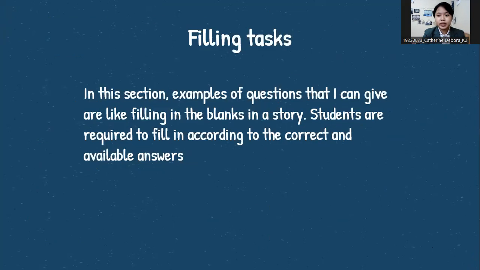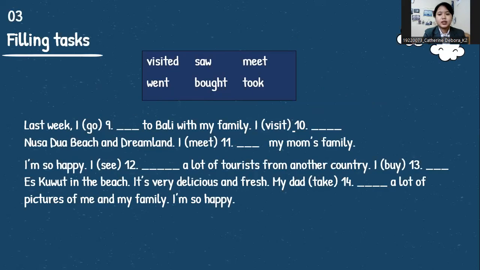Number 3 is filling task. In this section, examples of questions that I can give are like filling in the blanks in a story. Students are required to fill in according to the correct and available answers. So this one is an example of filling task. From here we can see the student need to fill in the blanks with the option that I already give.